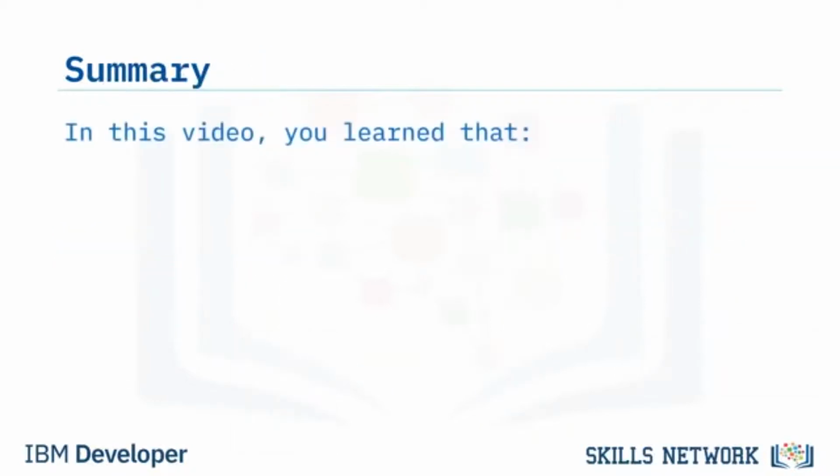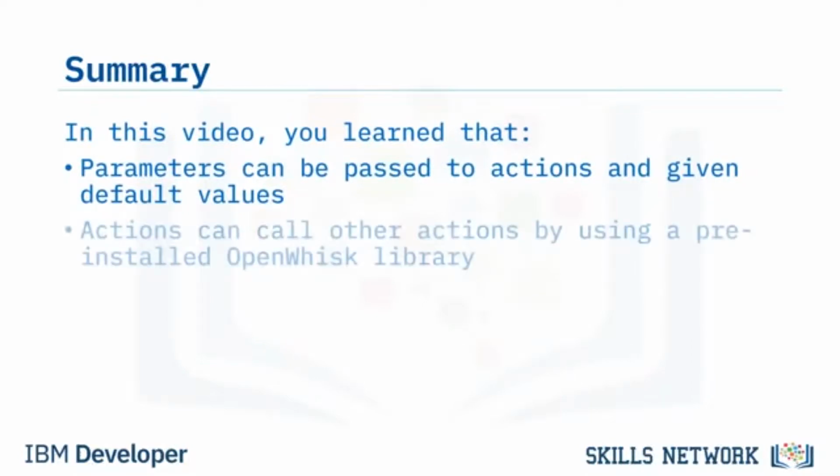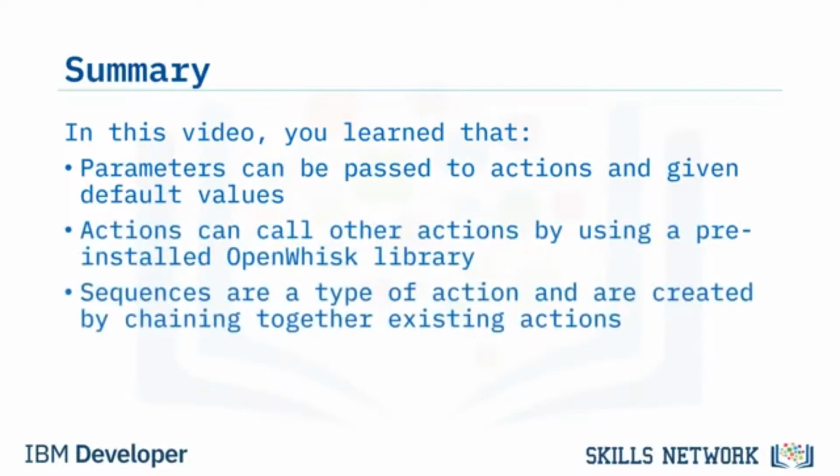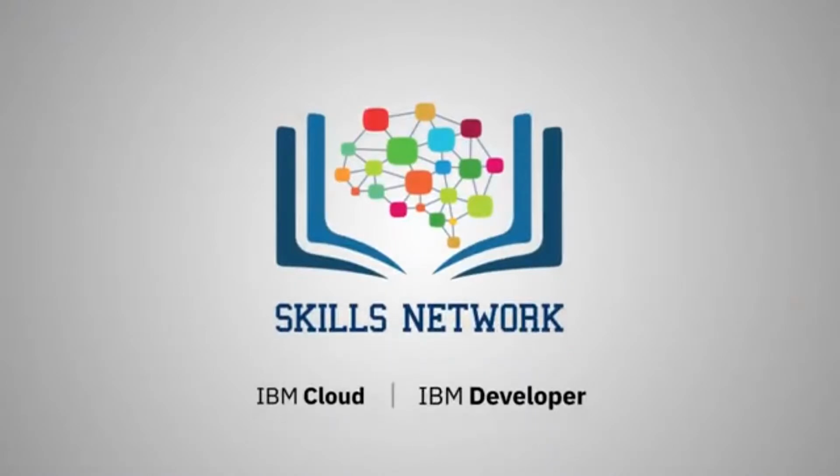In this video, you learned that parameters can be passed to actions and given default values. Actions can call other actions by using a pre-installed OpenWhisk library. Sequences are a type of action and are created by chaining together existing actions.